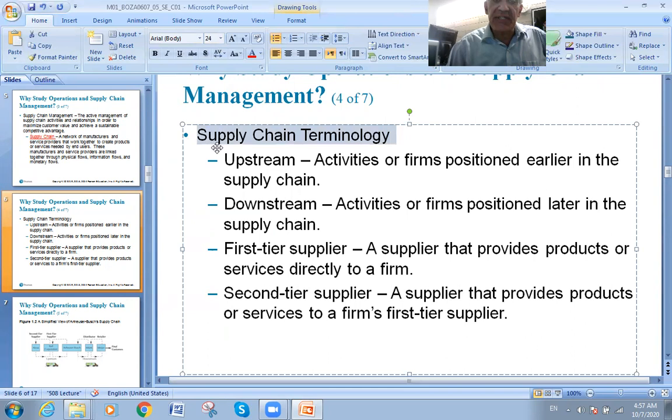Supply chain terminology. Upstream: activities of firms positioned earlier in the supply chain. This is the downstream: positioned later, okay? First tier supplier: a supplier that provides products or services directly to a firm. We need to know each one of those. Second tier supplier: a supplier that provides products or services to a firm's first tier supplier. Oh, so the second one will give to the first one.